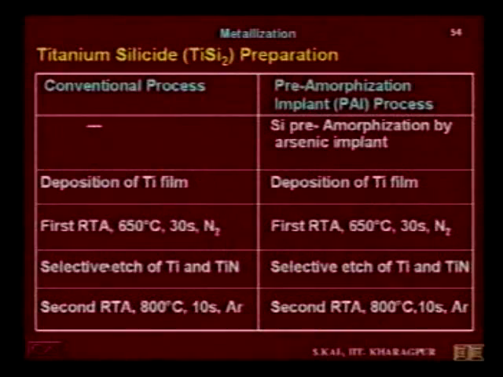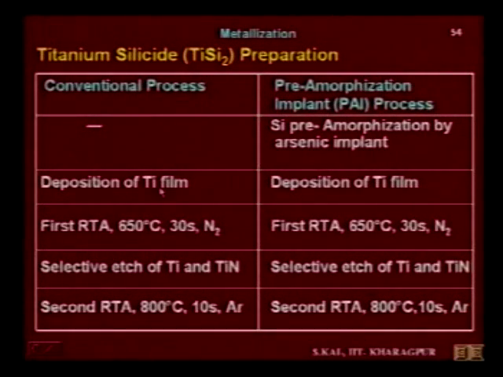So after the unreacted titanium and titanium nitride is etched out, the sample is again sintered at a temperature of 800 degrees centigrade for 10 seconds in argon ambient. It is an inert ambient. The second RTA will transform the C49 phase of titanium silicide to the C54 phase. And the C54 phase of titanium silicide has the lowest sheet resistance, or lowest resistivity. Okay.